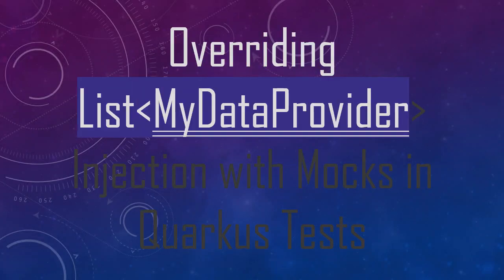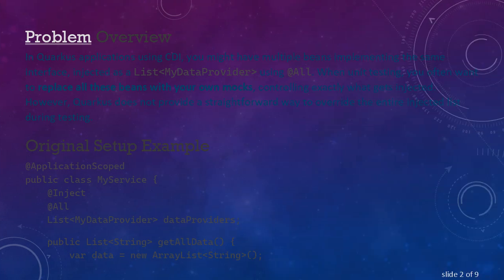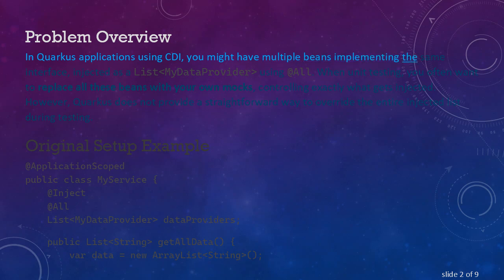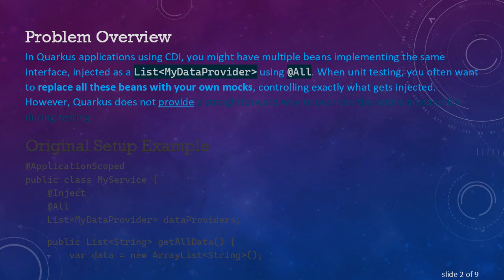Overriding list MyDataProvider injection with mocks in Quarkus tests. Problem overview. In Quarkus applications using CDI, you might have multiple beans implementing the same interface, injected as a list MyDataProvider. When unit testing, you often want to replace all these beans with your own mocks, controlling exactly what gets injected. However, Quarkus does not provide a straightforward way to override the entire injected list during testing.